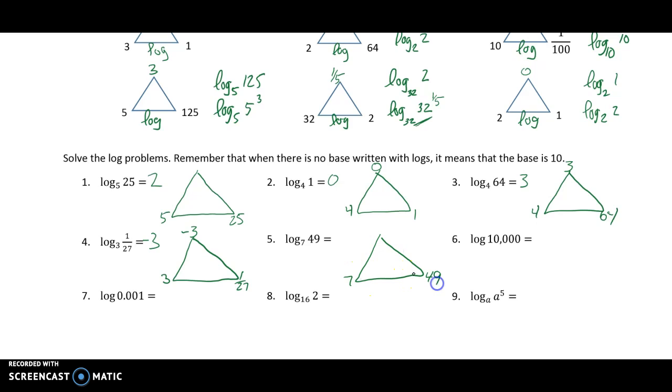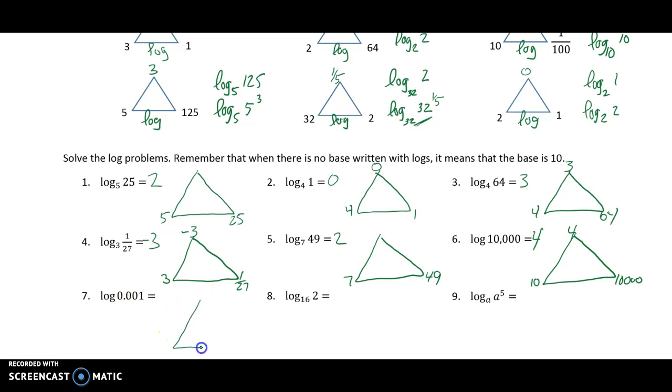7 and 49. 7 to what power is 49? 7 squared is 49. Oh, there's no base there, but remember, if it's not there, it's a 10. So when we write this one, we can go 10, 10,000. 10 to what power is 10,000? Well, I'll count the zeros. It'd be 4.